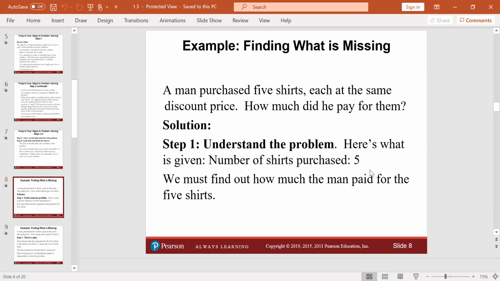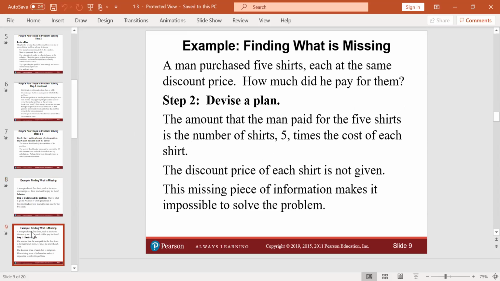Understanding the problem, we're given that 5 shirts were purchased. We need to figure out how much the man paid for them. Well, as we start to devise a plan to solve this, this is really going to just break down. Whatever the man paid for any one of the shirts, we multiply by 5. That's how much was paid for all of them.